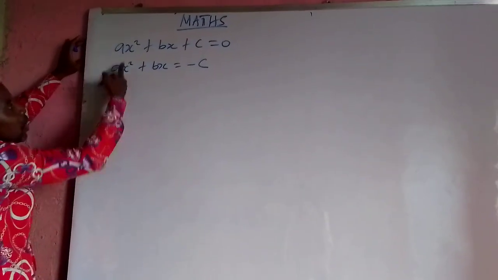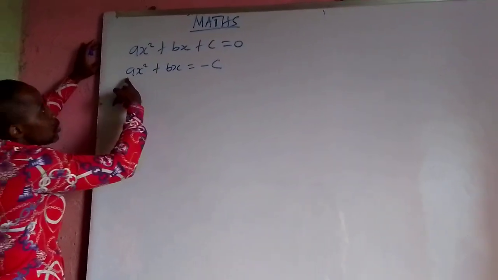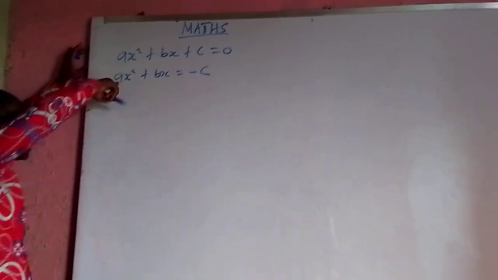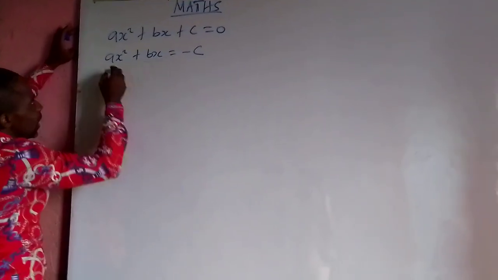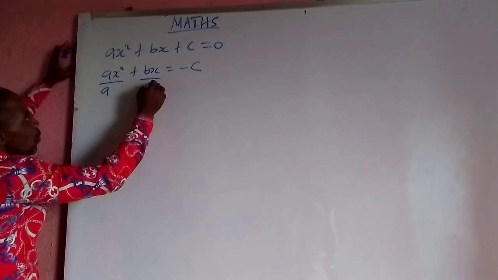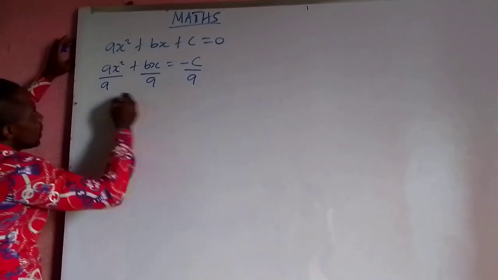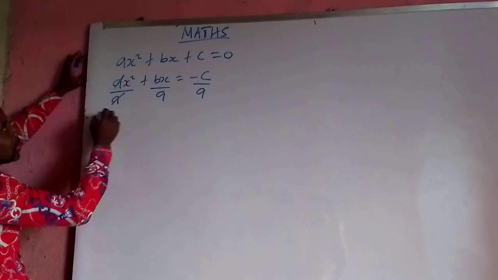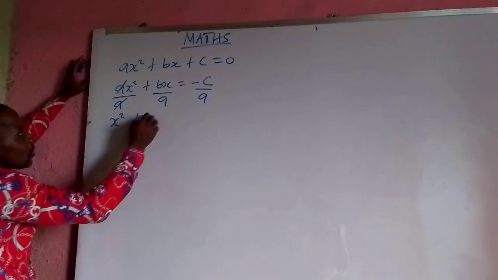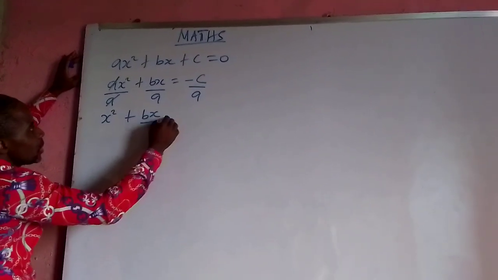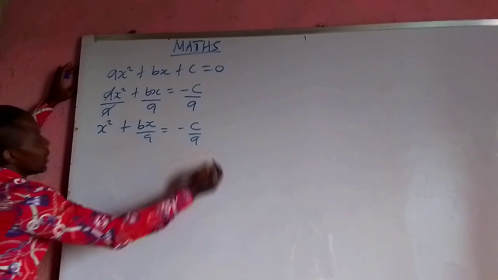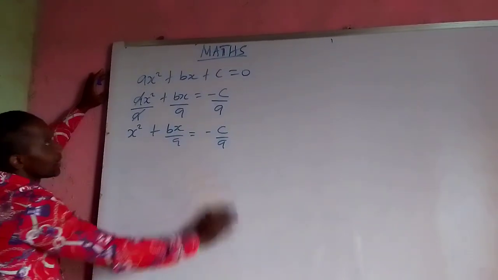Now, the coefficient of x squared is a. We are going to divide through by a. Any number here is what we divide all these by. So over a, over a, over a. So a can cancel a. This remains x squared plus bx over a equal to minus c over a. We have done two things now.